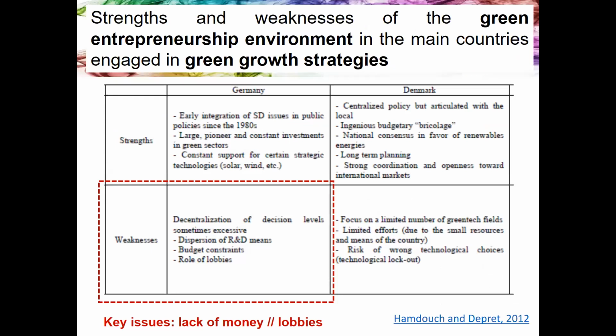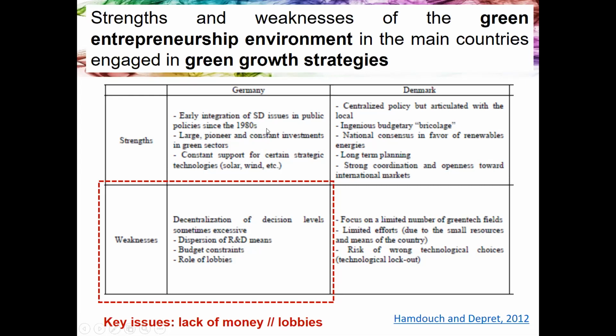And there are studies that try to make this comparison between countries in terms of their strengths and their weaknesses regarding the green entrepreneurship environments and how they can support or hinder the green growth strategies. Some examples in this paper here. The key issue is that the lack of money and the lobbies are the weaknesses of Germany regarding pursuing green growth strategies. Okay, the dispersion of research and development means, budget constraints, the role of lobbies.